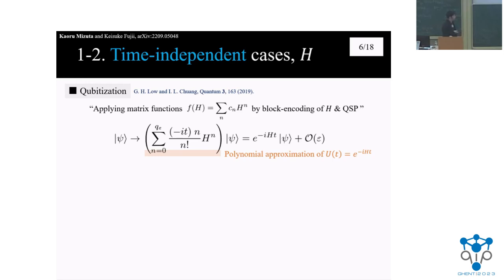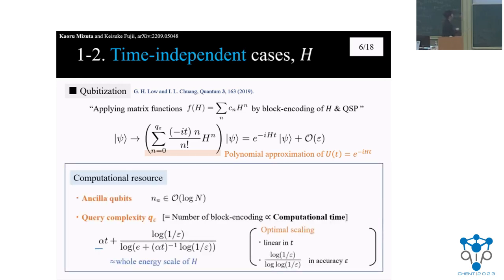In the case of Hamiltonian simulation, we apply the polynomial approximation of the exponential function of the Hamiltonian H. In order to execute this procedure by the qubitization technique, we need some computational resources. First, we need ancillary qubits, which are required for the block encoding. This is typically proportional to the logarithm of the system size n. The second one, the complexity, is the most important factor. This is the complexity measured by the number of block encodings of the Hamiltonian. In fact, it determines the computation time.